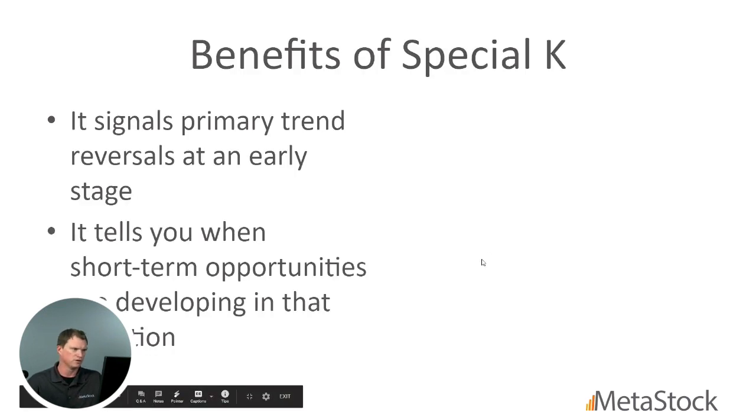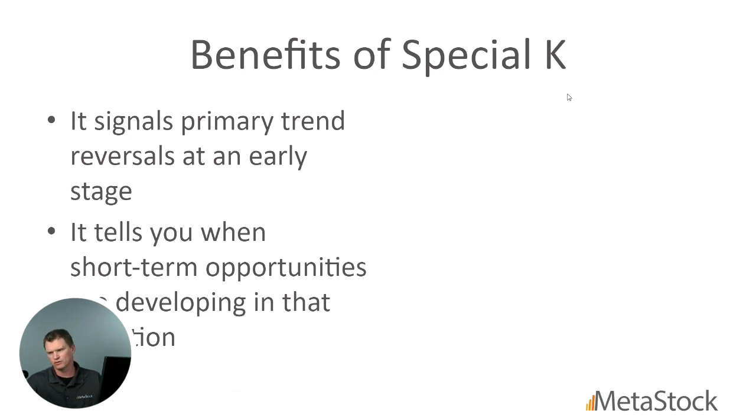So it's just another way to identify different trends in the markets and reversals. And he actually has predicted the reversals in the market quite a few times using this specific indicator. So again, just to break it down, it signals primary trend reversals at an early stage. It also tells you when short-term opportunities are developing in that direction.